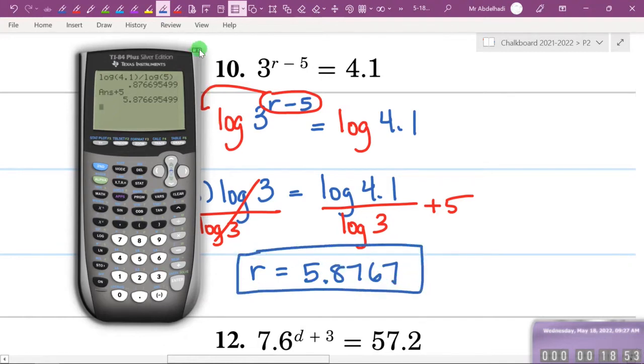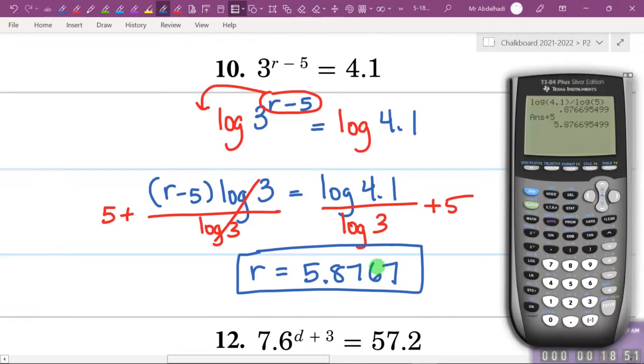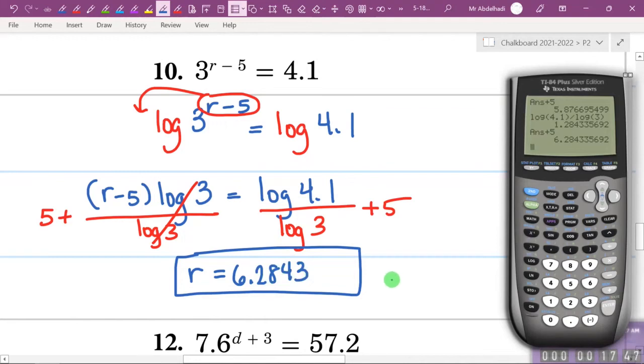Now, do we need to plug it back in like we do with the logarithms? No, only logarithms make you do that. So unless I made a mistake, I should be fine. So I actually had the wrong log in there. I used log of 5. So let me just go back and fix that. All right, the right answer is 6.2843. Okay, there you go.